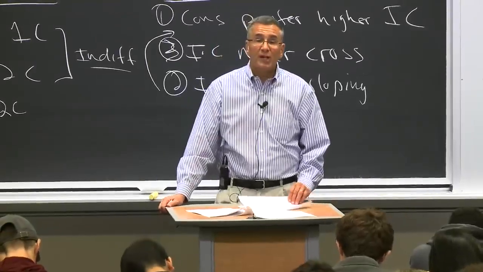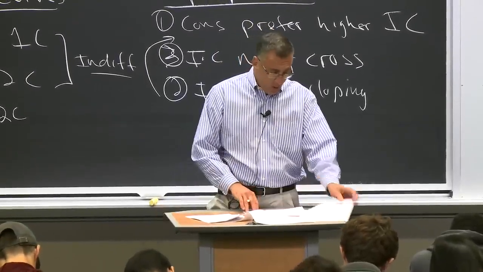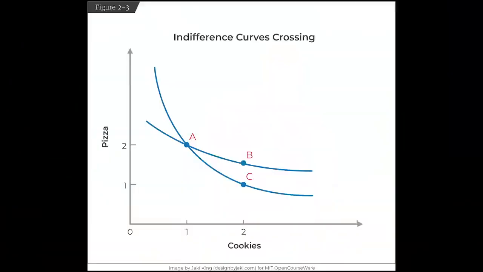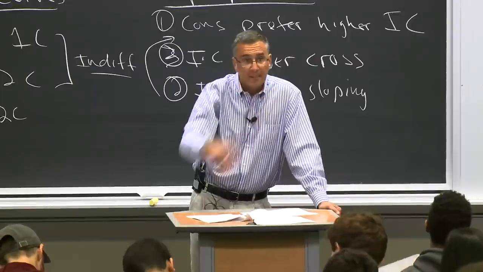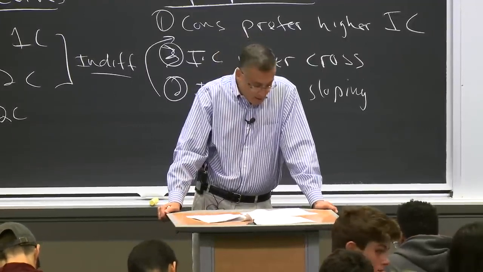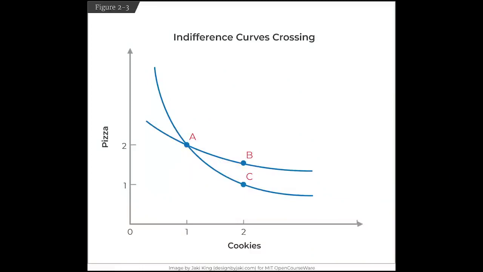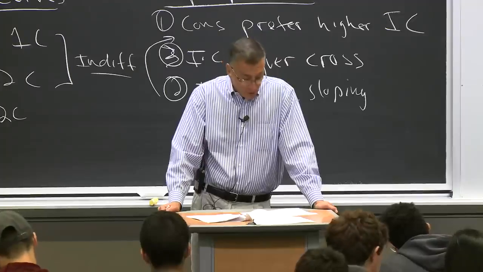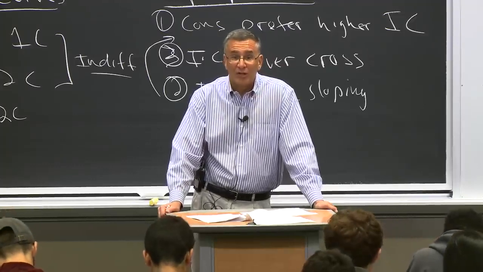The third property of indifference curves is indifference curves never cross. We could see that in figure 2.3. Someone else tell me why this violates the properties I wrote up there. Because of B and C, B is strictly better. That's right. But they're also both on the same curve as A. So you're saying you're indifferent with A for both B and C, but you can't be because B is strictly better than C. So the problem with crossing indifference curves is they violate transitivity.